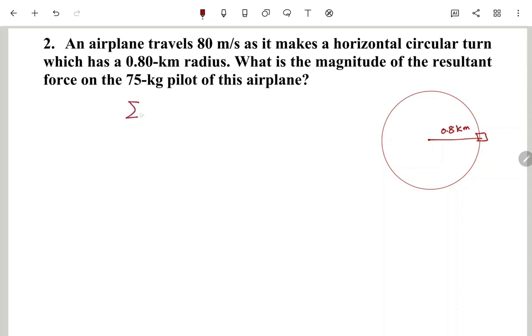Now sum of all forces equal to mv square over r, and the net force, which is F in this case, is equal to 75 times 80 square divided by 800, or 0.6 kilonewtons, and this is the magnitude of the resultant force on the 75 kilogram pilot of this airplane.